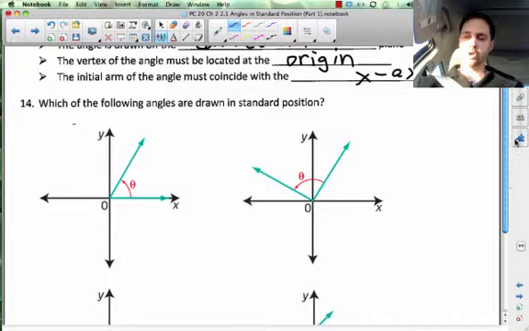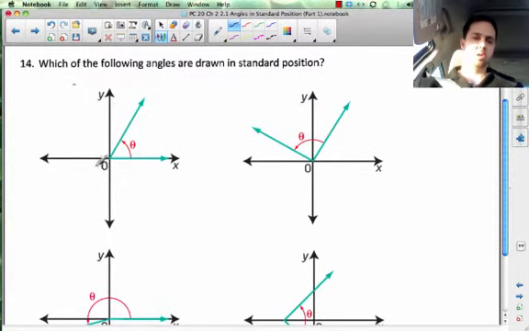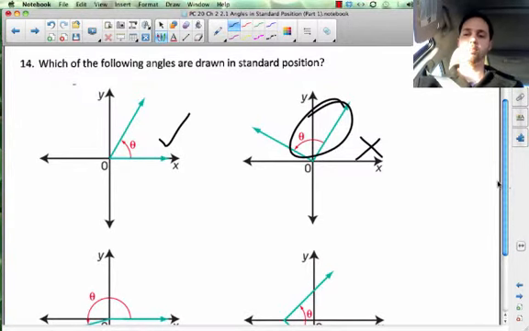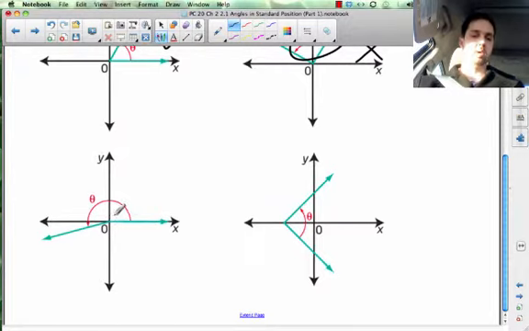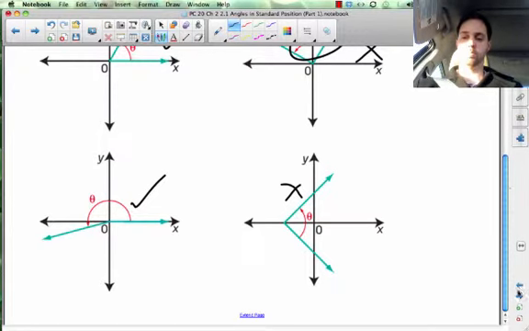Which of the following angles are drawn in standard position? So we can only include ones that have an initial arm on the x-axis and then a terminal arm elsewhere. So this one is drawn in standard position. This one does not have an initial arm on the x-axis, so it is not in standard position. This one here is your initial arm, and it is on the positive x-axis, so that one's good. And again, two arms, and it doesn't start at the origin either, so there's a lot of things going wrong with this one, and that one is not in standard position.